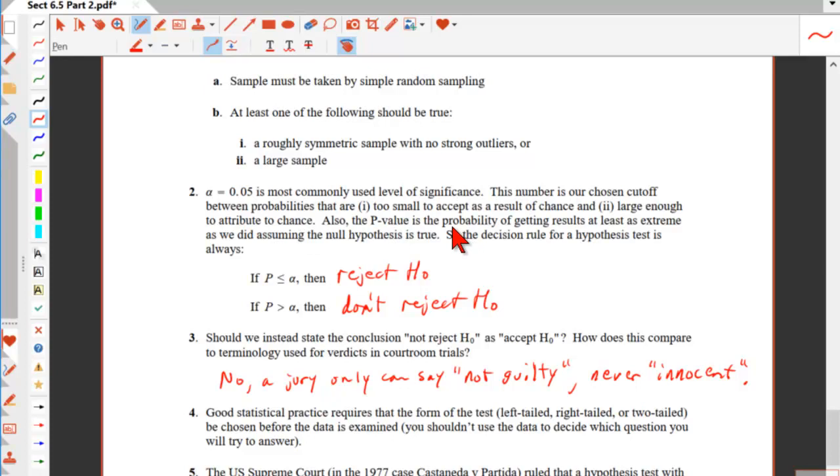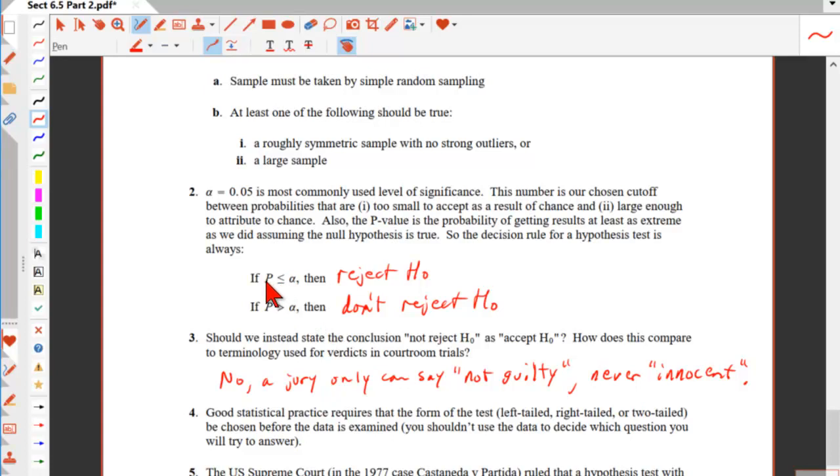Also, the p-value is the probability of getting results as extreme as we did. And so the decision rule for a hypothesis test is always like this. There are lots and lots of kinds of hypothesis tests that we won't talk about, but they all work that way: you compare the p-value to the significance.